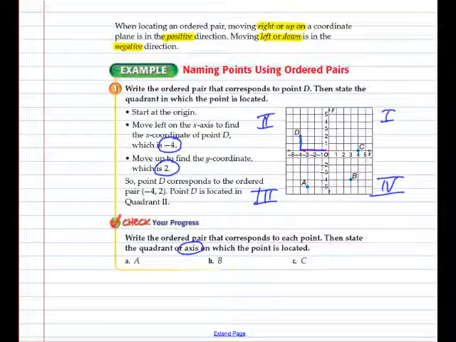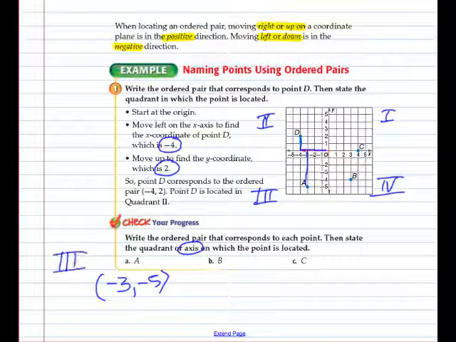Point A, we would go 1, 2, 3 left, and 5 down. 3 left is -3. 5 down is -5, so the ordered pair that corresponds with point A is -3, -5, quadrant 3. B is 1, 2, 3 to the right, and 4 down. So 3 right would be +3, 4 down would be -4. So the ordered pair that corresponds with point B is 3, -4, and would be in quadrant 4.